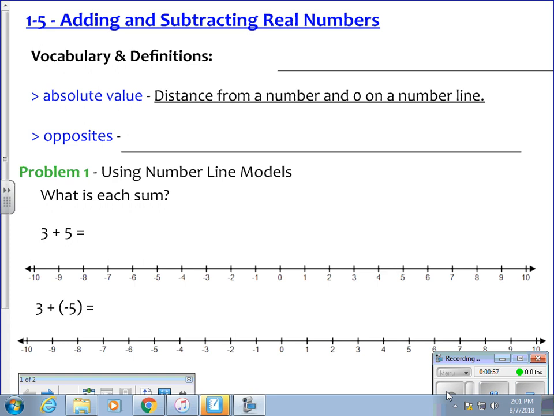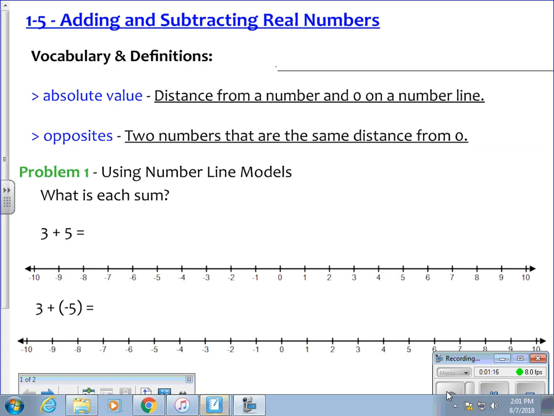We don't measure length negatively. We don't measure size in negative sizes. Size is always measured positive. That's why I like to think about absolute value as being size. And absolute value is always positive. It's how big it is. It's its size. It's always a positive number.